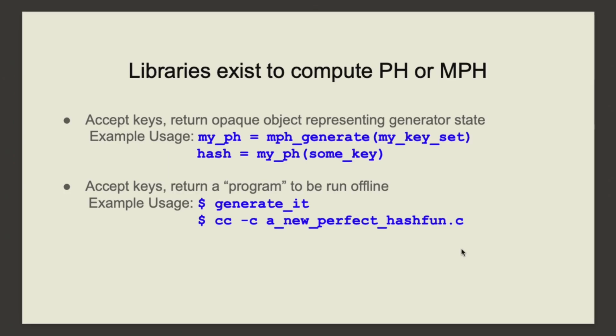Or the offline version is you run a program and it gives you back a C program. You compile the C program, you call that C program with an API. This is obviously not as useful. I think gperf works like that. Gperf is a GNU thingy.